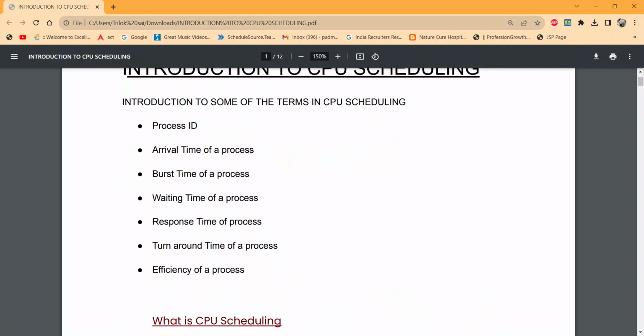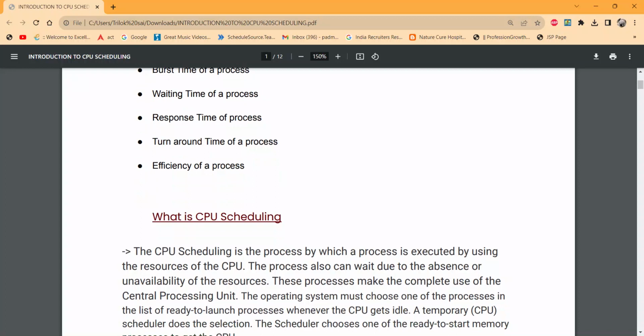Before going into the concept of CPU scheduling, as a student of operating systems, you need to know some of the concepts like what is process ID, what is arrival time of a process, what is burst time of a process, what is waiting time, response time, turnaround time, and efficiency of a process. When do you call a particular process to be efficient and everything. Now, moving on to the concept of CPU scheduling.